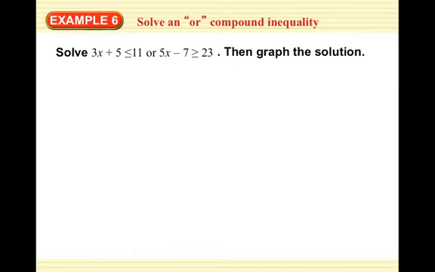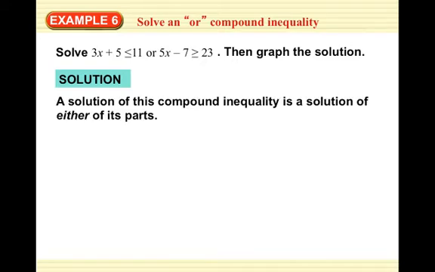Now we're going to solve an OR compound inequality. So we're going to solve 3x + 5 ≤ 11, or 5x - 7 ≥ 23. Then we're going to graph the solution. A solution of this compound inequality is a solution of either of its parts.